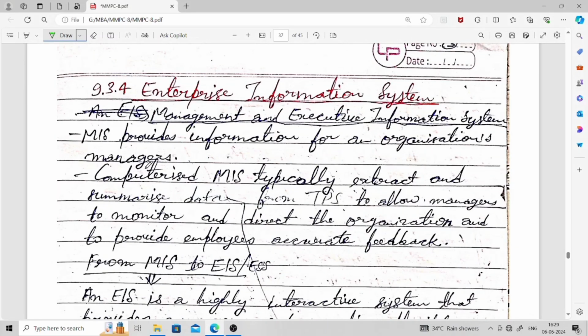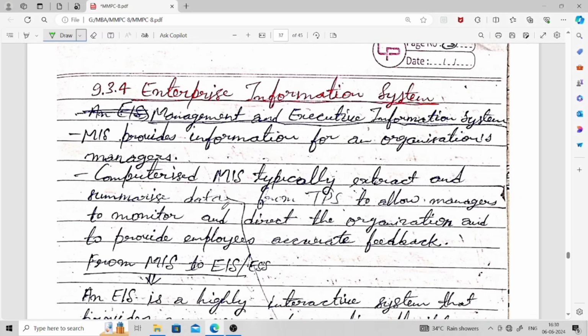In case of enterprise information system, that is management and executive information system. So management information system provides information for an organization's managers. It means MIS provides information to the managers, and computerized MIS typically extract and summarize data from TPS to allow managers to monitor and direct the organization and to provide employees accurate feedback.